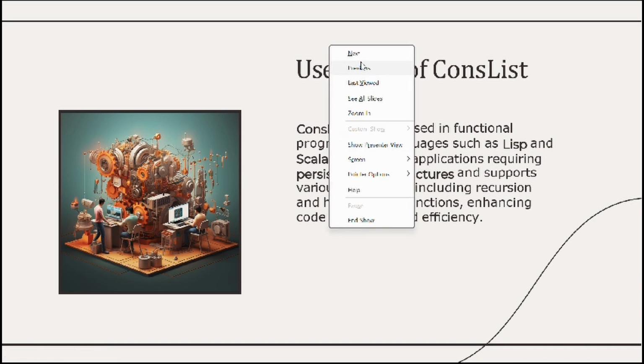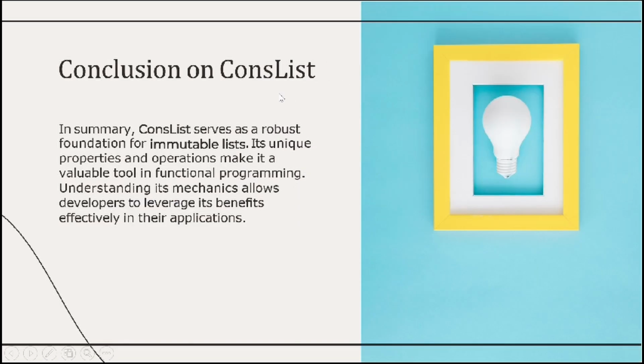Next, conclusion. Conclusion of cons list. Cons list serves as a robust foundation for immutable lists. Its unique properties and operations make it a valuable tool in functional programming. And understanding its mechanics allows developers to leverage its benefits efficiently in their application.